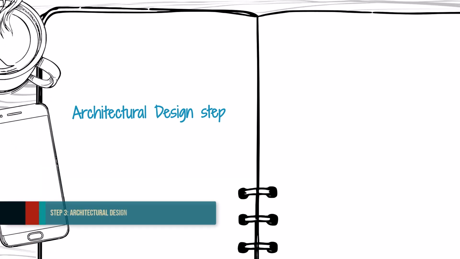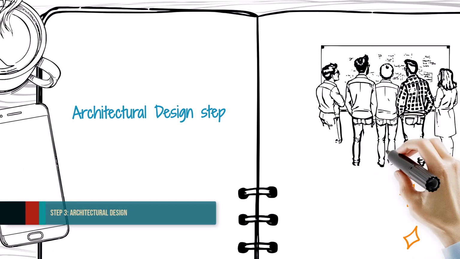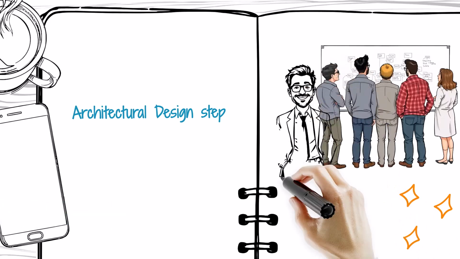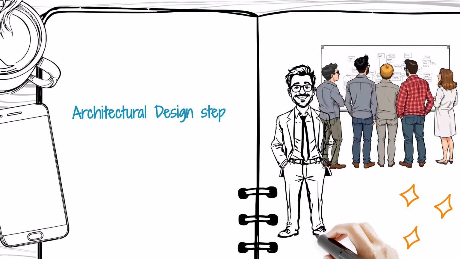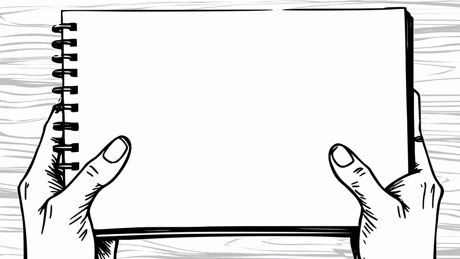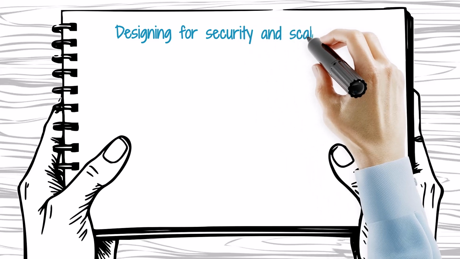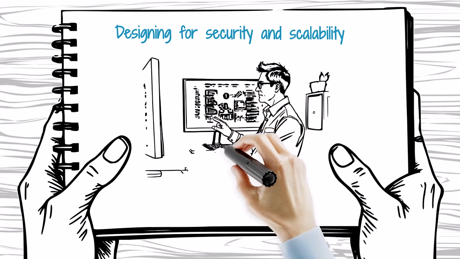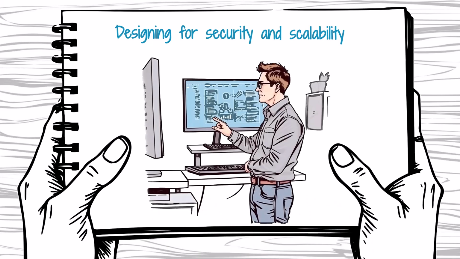Step 3. Architectural design. Now, we design the high-level structure. This involves choosing technologies, databases, and scalable frameworks. For instance, if security is key for a financial app, we incorporate encryption protocols. Collaboration with architects and analysts ensures the design is robust, efficient, and future-proof.